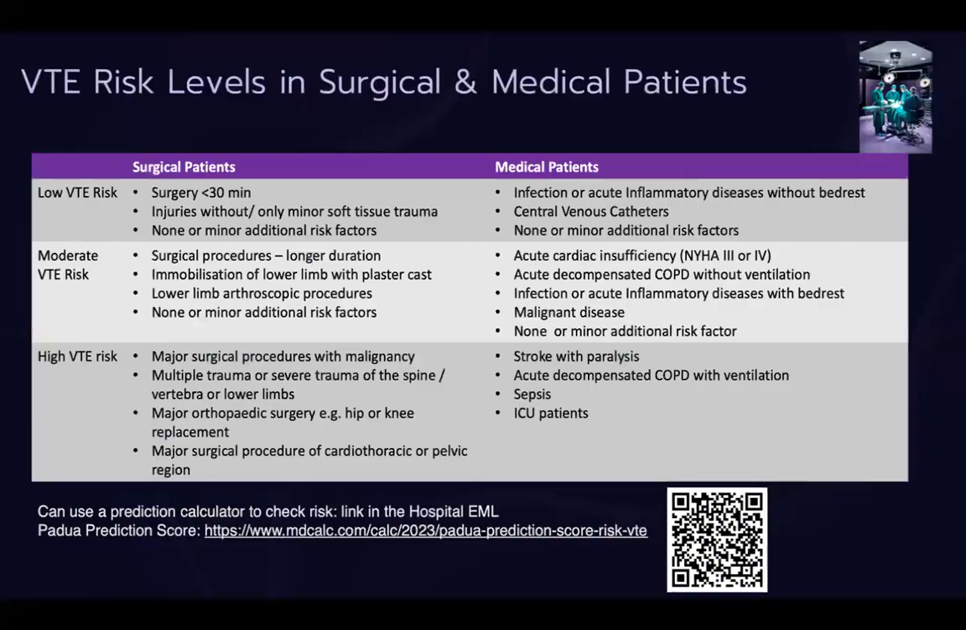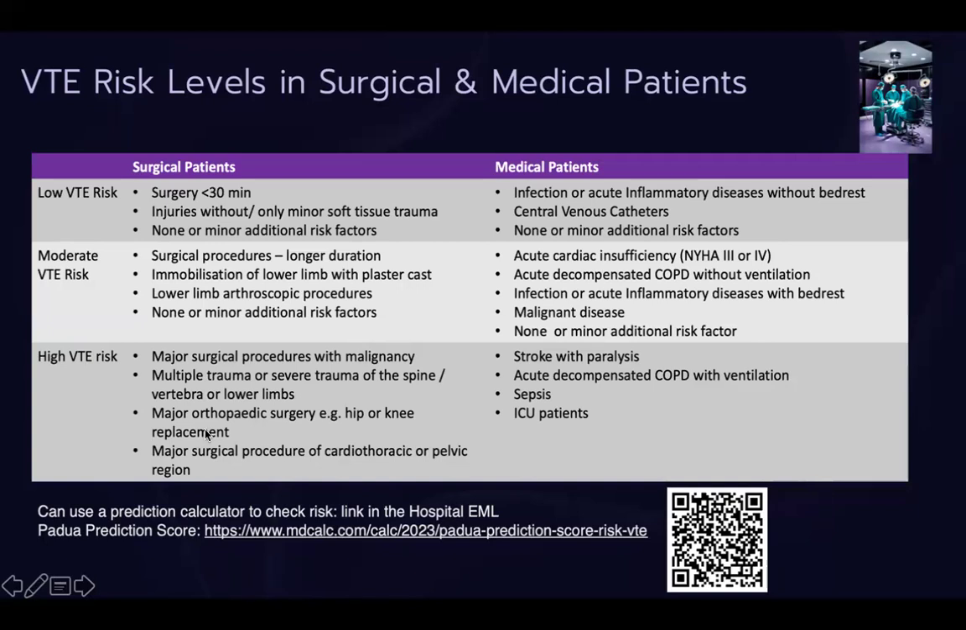So this little tutorial is just going to focus mostly on this table, really. And this table is available in the EML. Also in the EML, there's something called the Padua Prediction Score, which you can find in MedCalc, that you can actually click on. And there's a little QR code for those of you who want to have a look at that. So you can either use this table or you can use a scoring system.